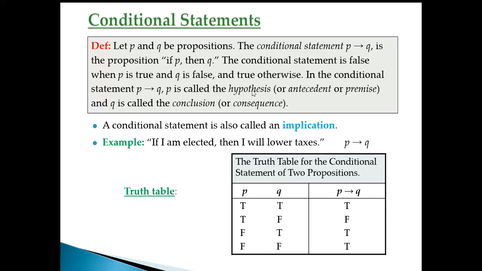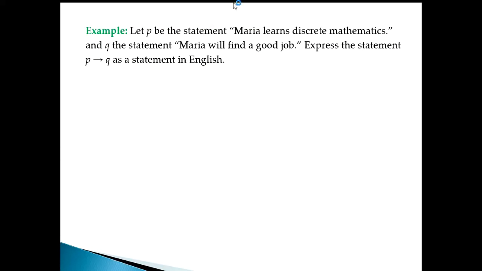So now here we use the conditional statement if-then. You use many types of words in English for conditional statements. As an example, you can see here the different ways we can express the conditional statement. Suppose our P statement is Maria learns discrete mathematics, and our Q statement is Maria will find a good job. Two statements are here. Now we have to express this P implies Q in English. So how can we write in English this P implies Q?